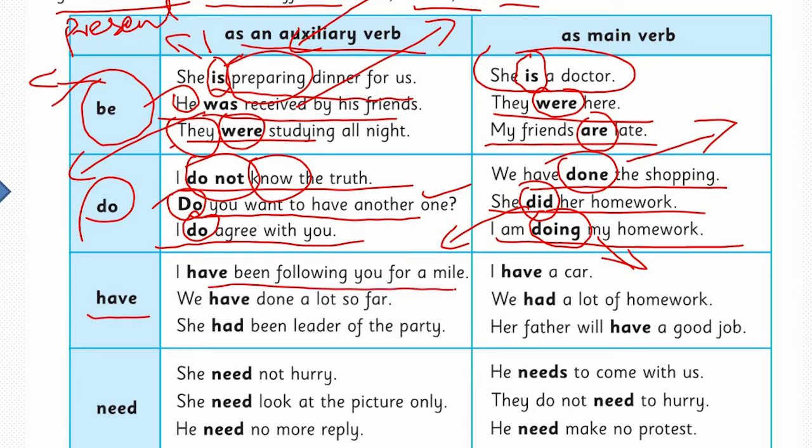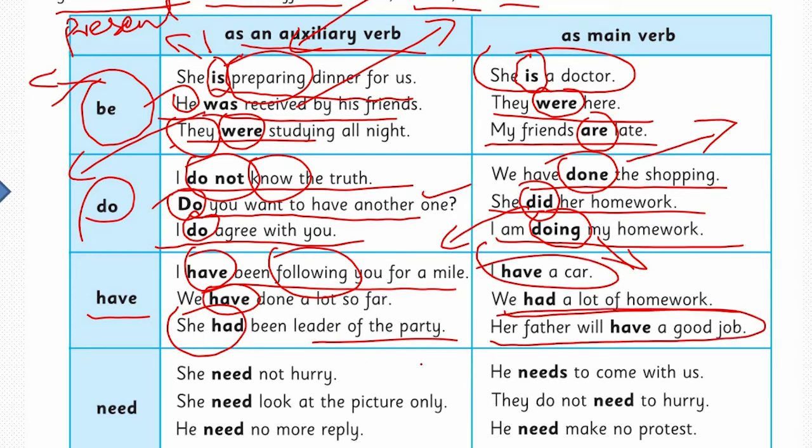Have. I have been following you for a mile. Following is the main verb and have is the auxiliary or helping verb. We have done a lot so far. She had been leader of the party. I have a car. We had a lot of homework. Her father will have a good job. Here had, have and have are the main verbs, and in the earlier ones they are the auxiliary verb. Had refers to the past. Someone had something. And have, someone has something right now in the present situation. They have it, they still have it.